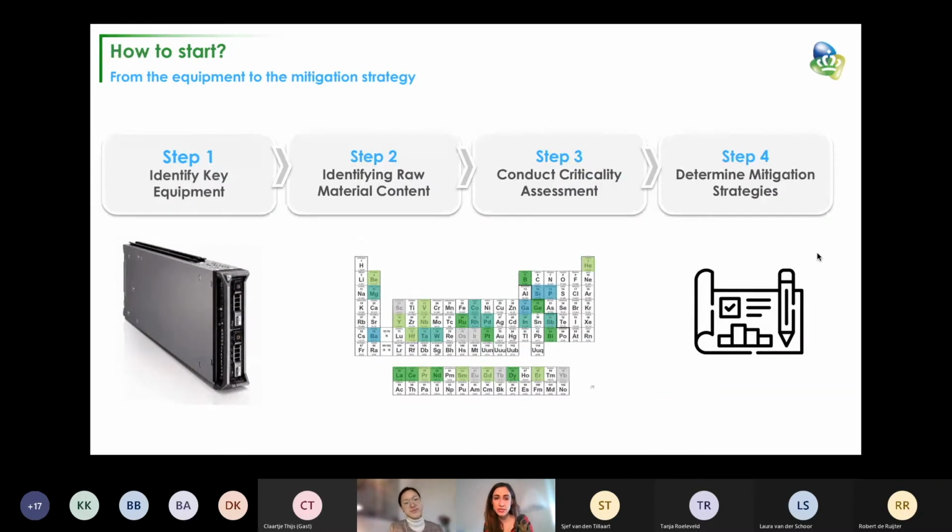Then how did we do it? How did we come from the beginning to the end of identifying critical raw materials? The first step was to identify our key equipment at KPN. Then we identified the raw material content of this equipment. Then we conducted a criticality assessment to see what of these raw materials can be considered critical. And in the end, we thought about mitigation strategies and how to cope with those different risks.